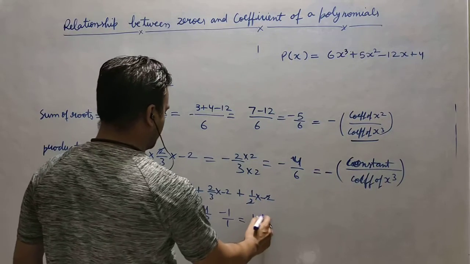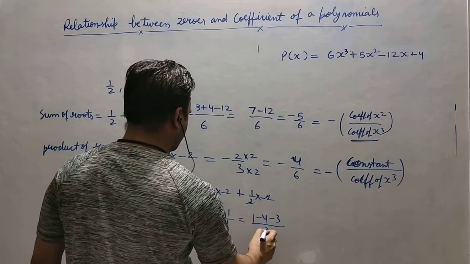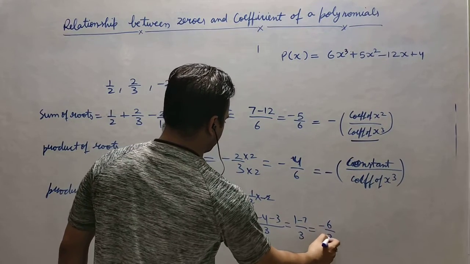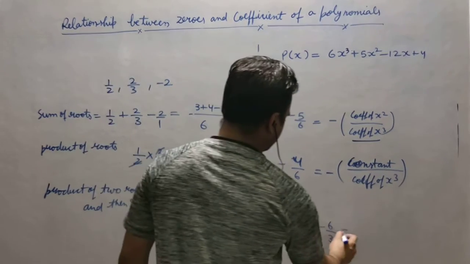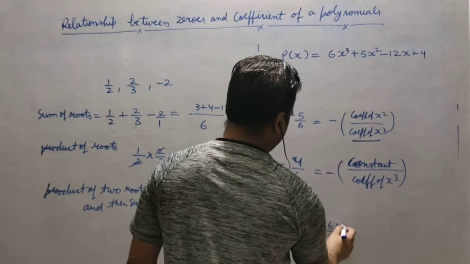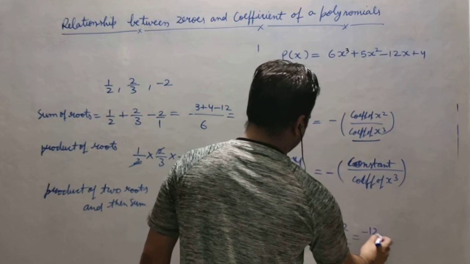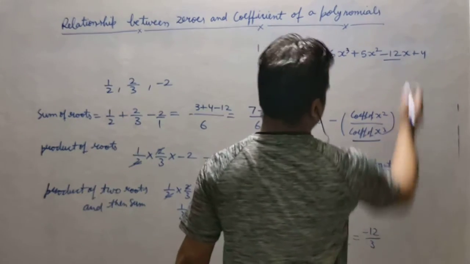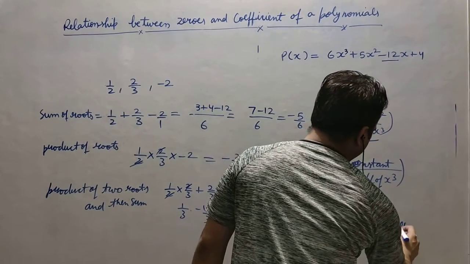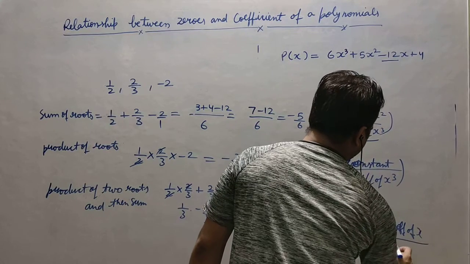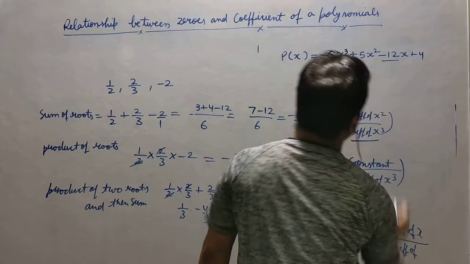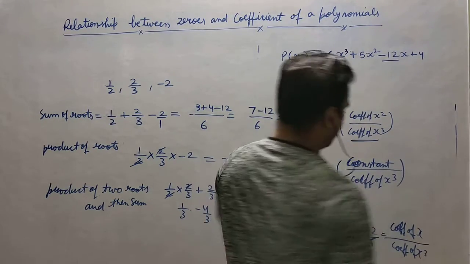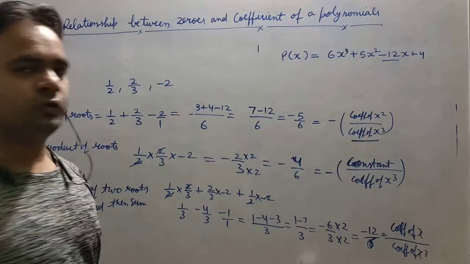So it will be 1 minus 4 and minus 3 upon 3, 1 minus 7 upon 3, it is minus 6 upon 3. So it is, you can see here, if I multiply by 2, so it is minus 12 upon 3, and you can see minus 12 is there. What is minus 12? Coefficient of x upon coefficient of, sorry, it is 6 x cube, and here we will not use minus, we will use plus.